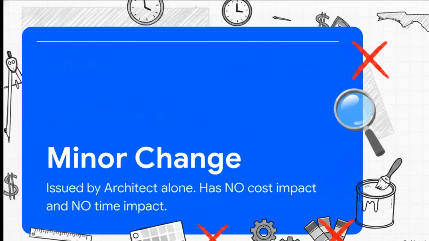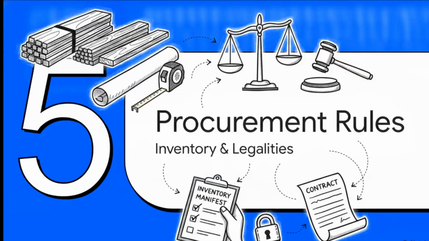Think of it like a simple clarification to a paint color or fixing a tiny inconsistency in the drawings. The golden rule for the exam on this one is simple. If a change affects your cost or your timeline in literally any way whatsoever, it simply cannot be considered a minor change. Finally, we arrive at Module 5, Procurement and Inventory Rules.